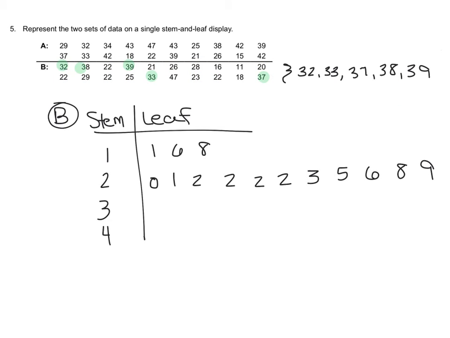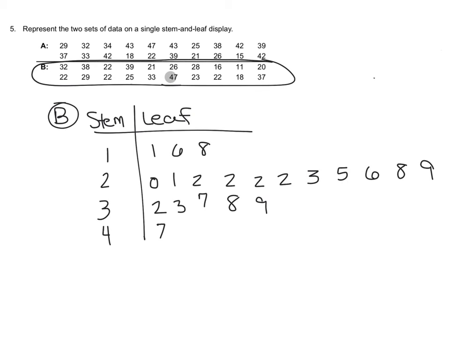Now I highlighted the values that have a stem of 3, and these are 32, 33, 37, 38, and 39. So my leaves are 2, 3, 7, 8, and 9. I only have one number that has a stem of 4. That's the number 47, so my leaf is 7. Now we should count all the leaves that we wrote down and make sure that we have the same number of leaves as we do values in data set B. And we do.